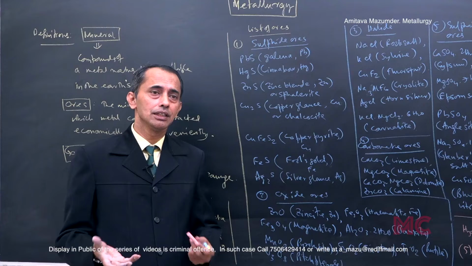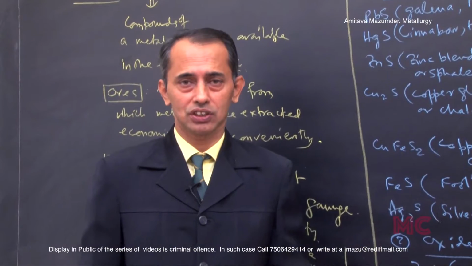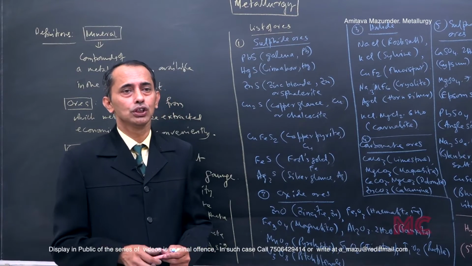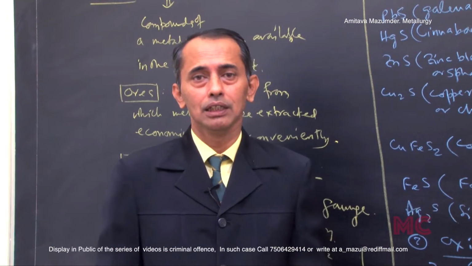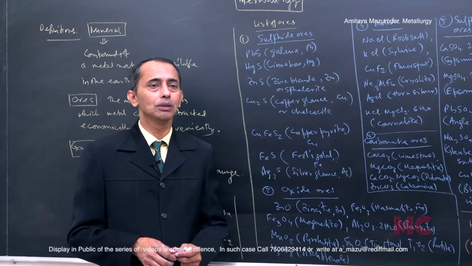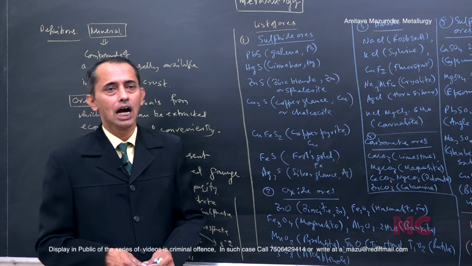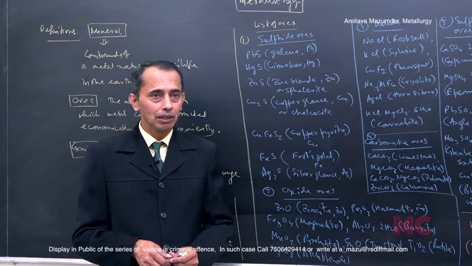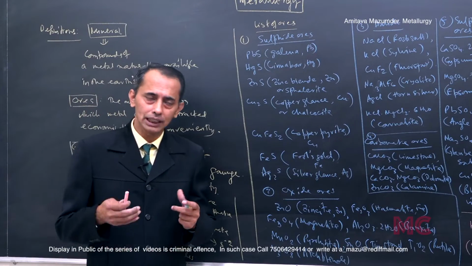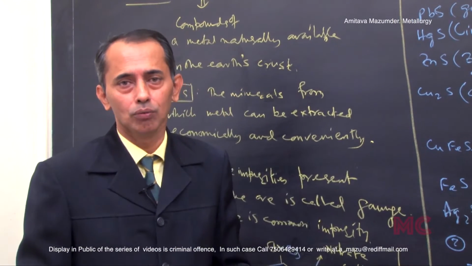Minerals means any compound of a metal which is available in the earth's crust. But what are ores? Ores are those minerals from which we can obtain metals economically and viably. That means the extraction should be cheap, or the cheapest in cost, and the mineral should be available in the earth's crust. So first we will see the minerals. Ores are a subset within the minerals.